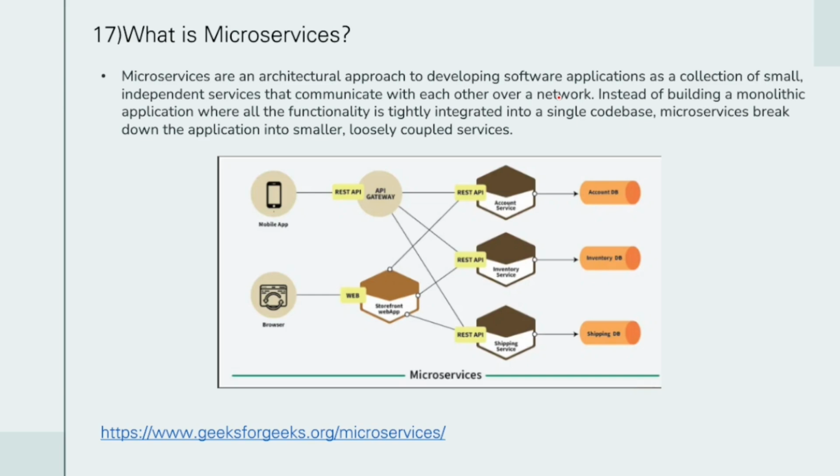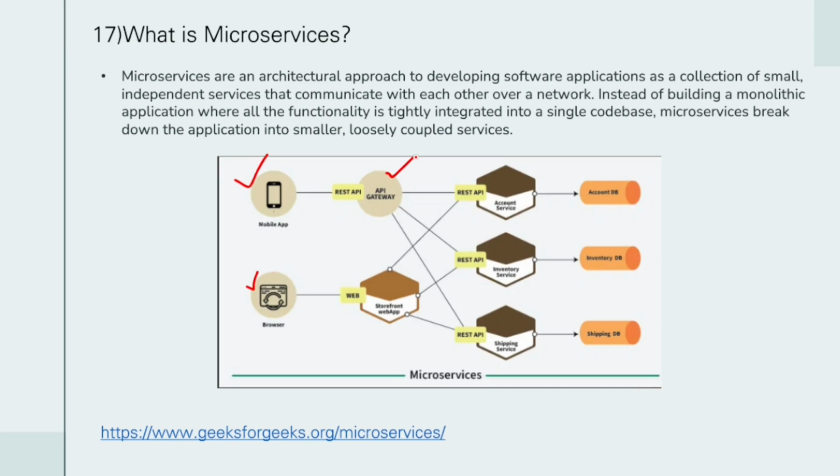Microservices break down the application into smaller loosely coupled services. Okay, the same thing we are saying, we are just breaking our big monolith application into some small microservices, and each component will be connected with each other with APIs. Okay, so I think you can see the diagram as well. We can have a mobile app user, also a browser user, and this is the gateway. Basically the gateway is used for authorization and authentication purposes.